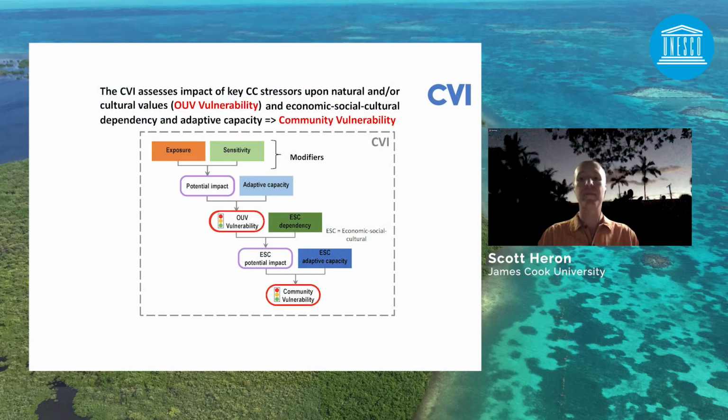Some colleagues and collaborators had looked at the ideas of social and ecological vulnerability by taking this same framework and repeating it down the bottom here to assess a community vulnerability, where the vulnerability of the World Heritage property becomes the exposure term for the community impacts. The whole story of this framework is what we call the CVI.